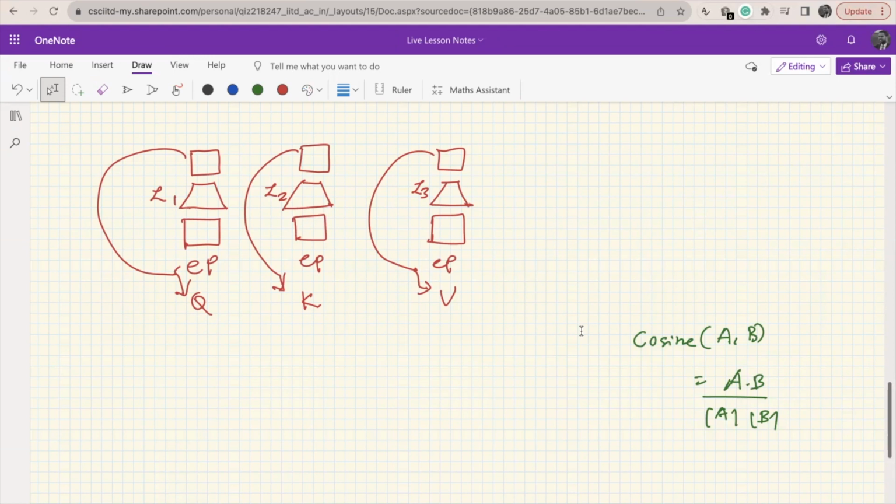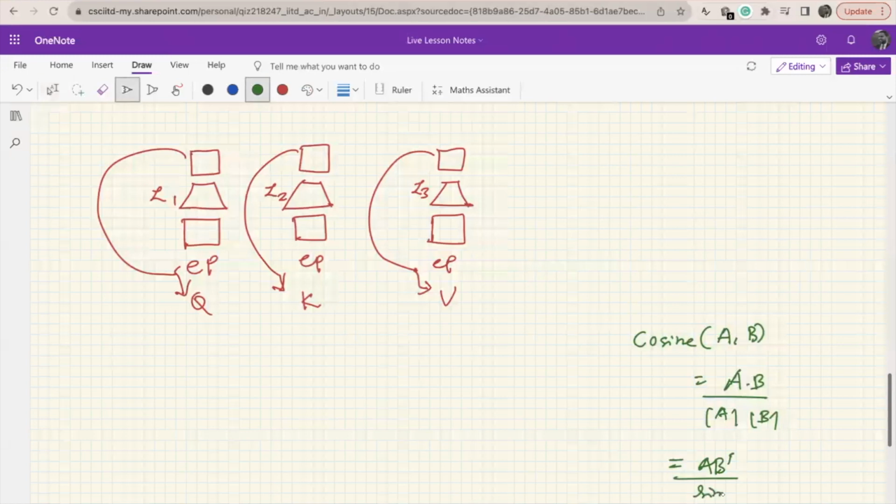And if you remember your high school trigonometry, if they point in completely opposite directions, it will give a score of minus 1. So this can be written as A B transpose divided by a scaling factor.